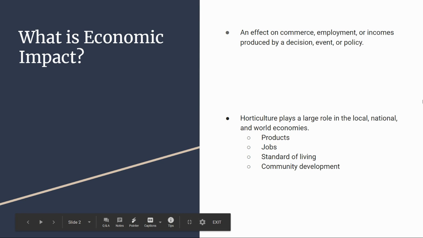So first off, what is economic impact? It's any type of effect that takes place on commerce, employment, or incomes produced by a decision, event, or policy. And again, this can be on multiple different levels. It could be a local community level, a state level, country level, or even a worldwide level.